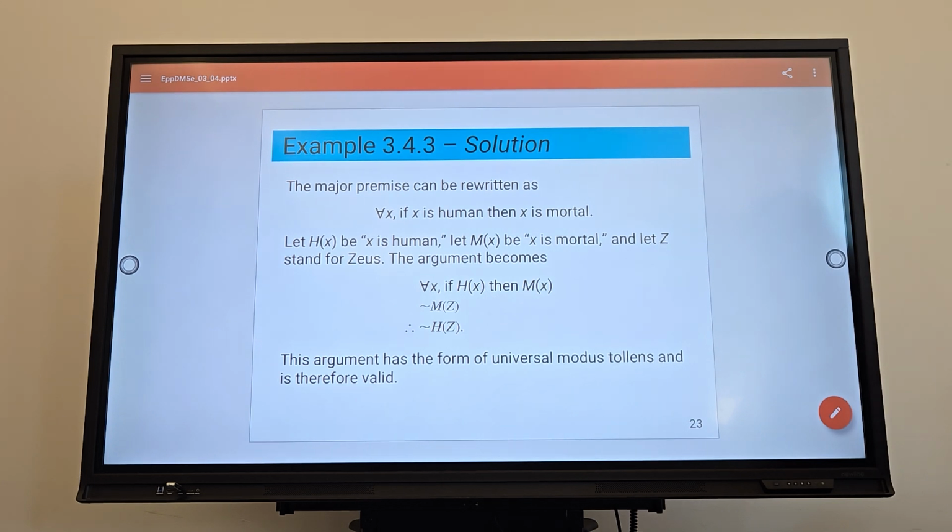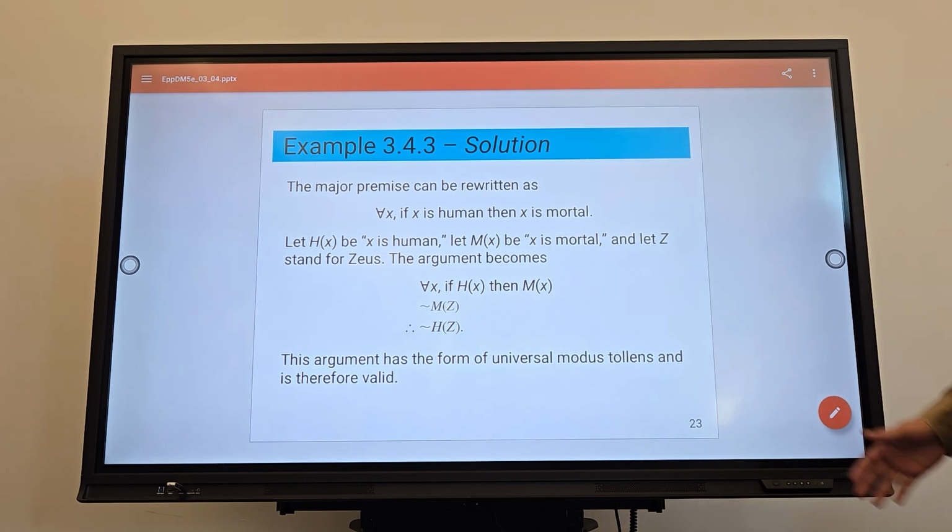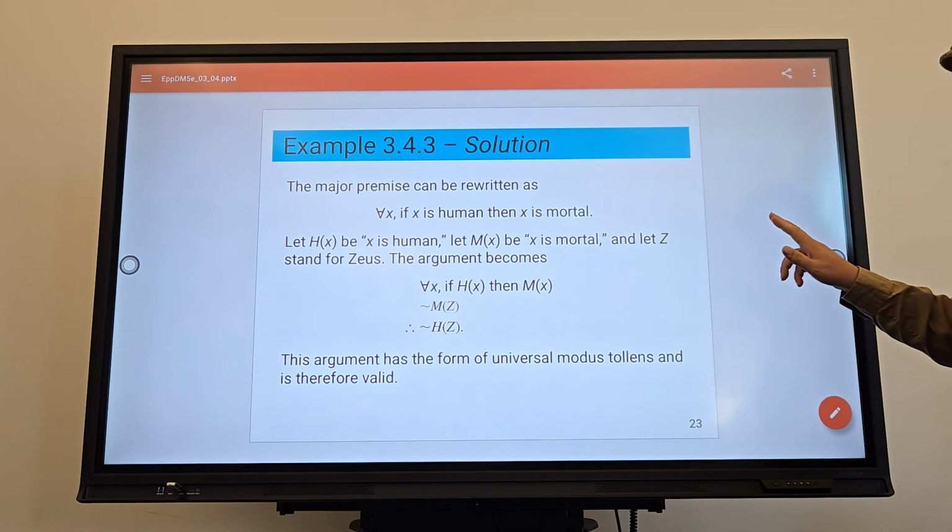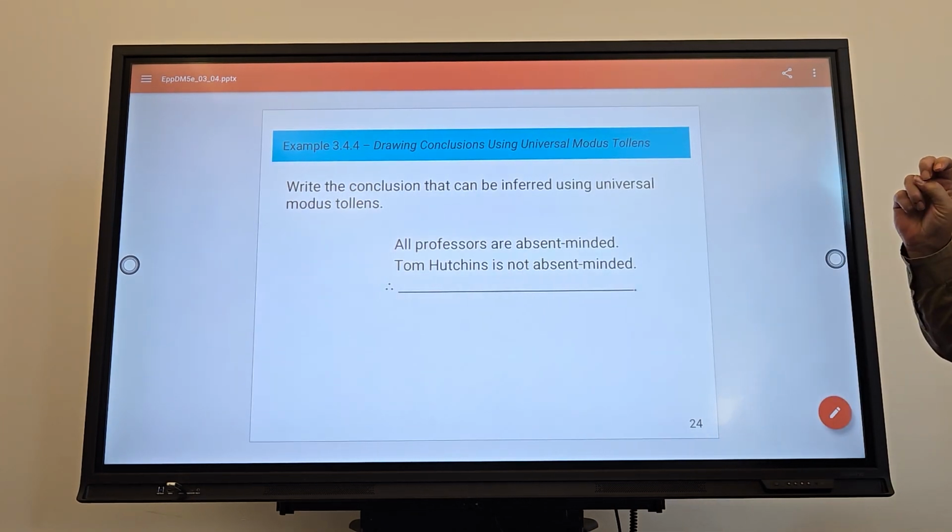Let h be x is human, and let m be x is mortal. Let z stand for Zeus. This argument becomes this here. This argument has the form of universal modus tollens and is therefore valid. What's the conclusion that can be inferred using universal modus tollens here? All professors are absent-minded. Tom Hutchins is not absent-minded. Therefore, Hutchins is not a professor.